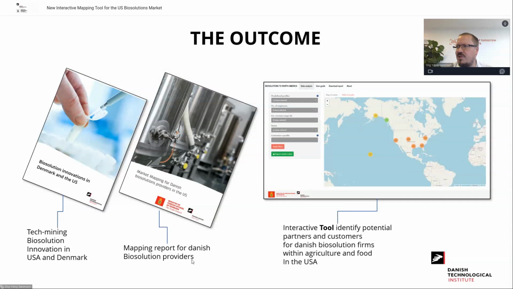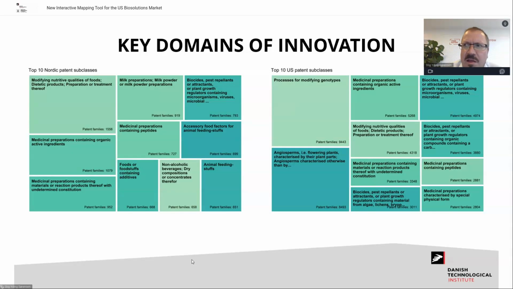And I think I will take you a few steps back in the project so that you know what kind of work is behind making the tool. If we start with the tech mining, all patents have a patent code that says what the patent is about, and if you can isolate the Nordic patents and the United States patents, you can see the differences.